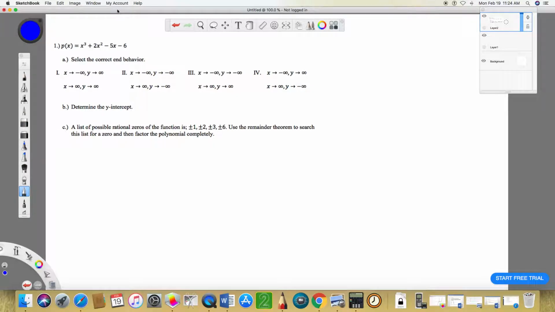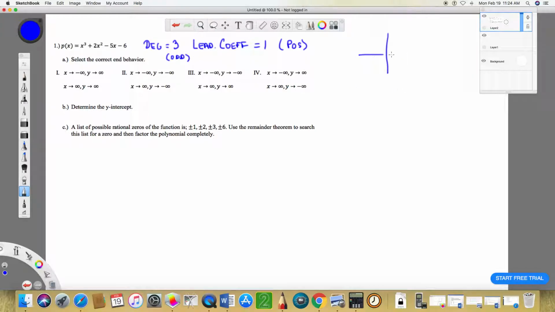Let's take a look here at this problem, number one. We have a polynomial function of degree 3. The leading coefficient is 1, and that's positive. The degree is odd.